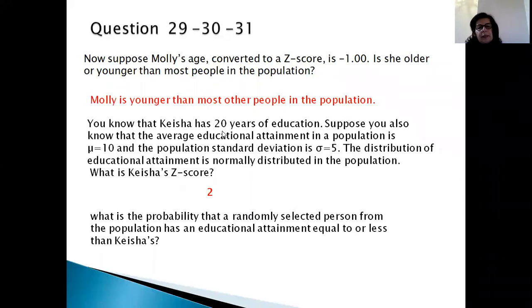What is the probability that a randomly selected person from the population has an educational attainment equal to or less than Keisha? 0.98. Since the question is asking for probability, some of you get tripped up on this kind of question, unfortunately.